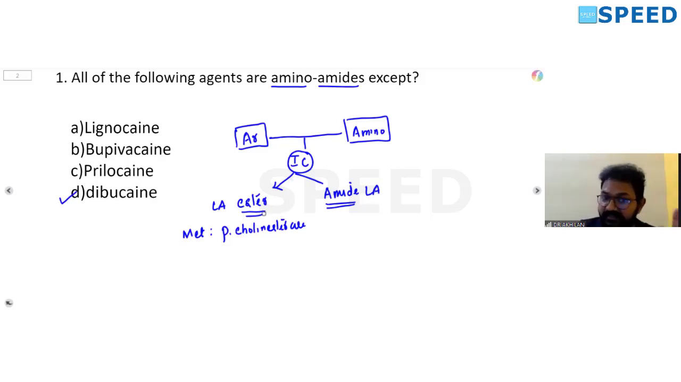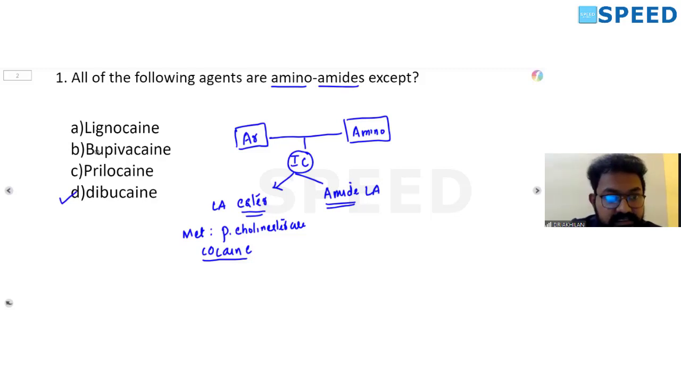Now, whenever you have a point where it states all drugs are metabolized by, you will always have an exception. So all ester local anesthetic agents are metabolized by pseudocholinesterase enzyme except one drug in this category, and that is cocaine. Cocaine is an ester local anesthetic agent, but it is not metabolized by pseudocholinesterase. Cocaine undergoes metabolism in the liver.